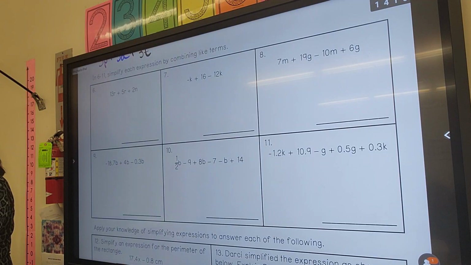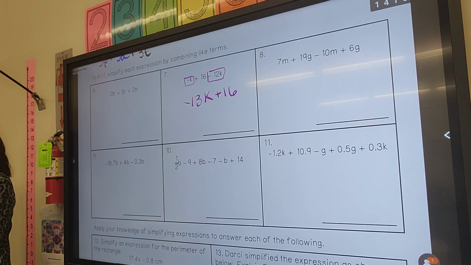So I'm going to box in my like terms. We have negative K, negative 12K. If I combine them, negative 12 plus negative 1 is negative 13K. Are there any like terms for a positive 16? No, so we're just going to write plus 16, and that is that expression simplified. That's all you do.